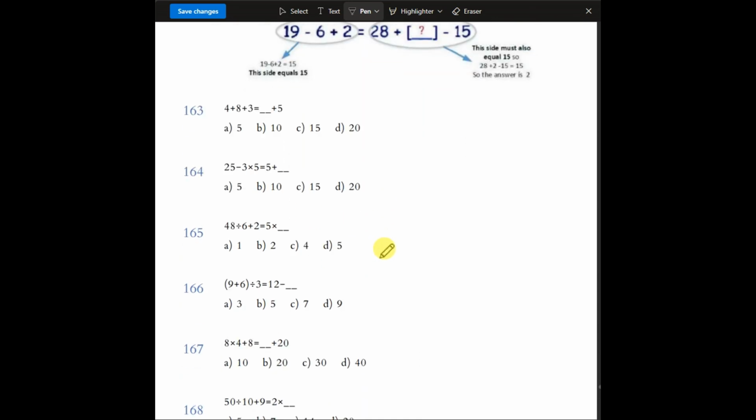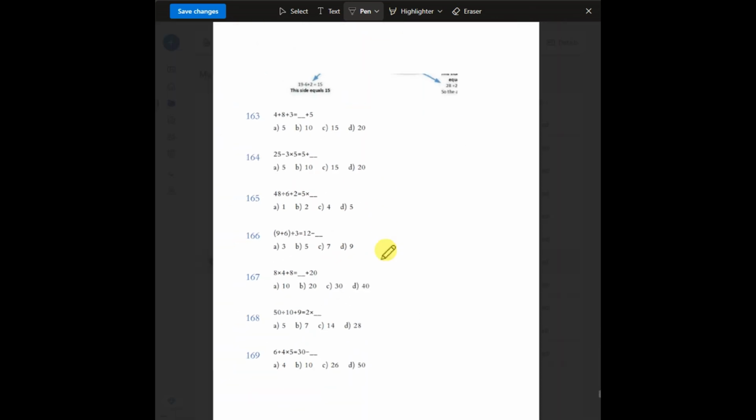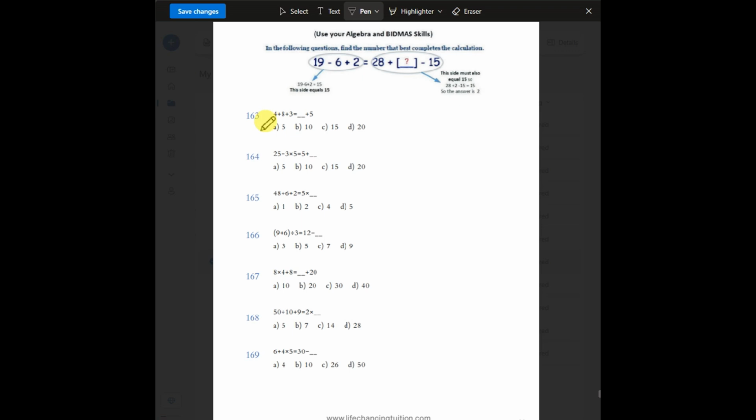Now for the verbal reasoning, these are just pretty much maths. How you do this, we've already shown in the video hopefully, is you work out what the left side is equal to, which is, if you do 4 plus 3 is 7, plus 8 is 15. Then you have to think, what do I have to add to this 5 to make it into 15? Well, it's going to be 10, okay? So you have to do that for all of them.